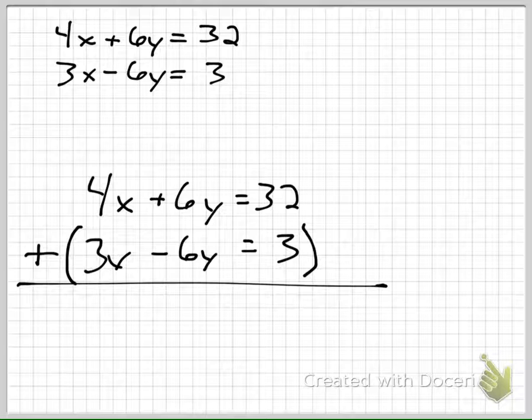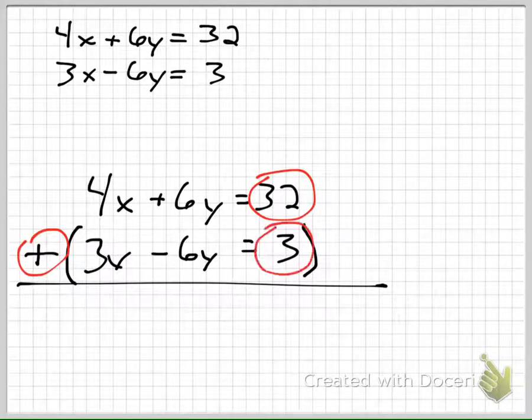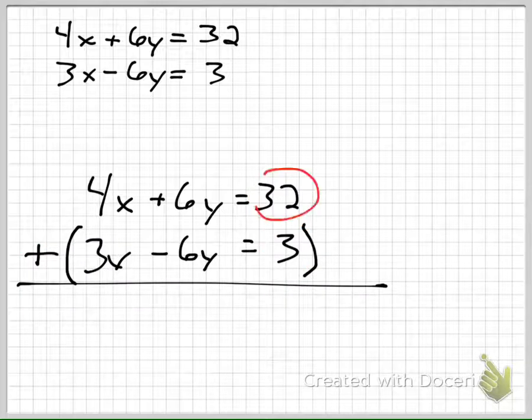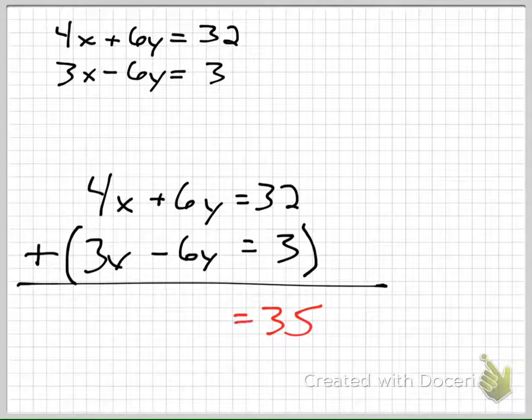So here's what we're going to do. Everything gets lined up. This is just like regular old addition. Now notice this. I'm going to do this in red so you can follow along with me. What is 32 plus a positive 3? Do you see how that's a positive 3? 32 plus 3 is 35. Put your equal sign down there, right? Everything comes down. Equal sign comes down.